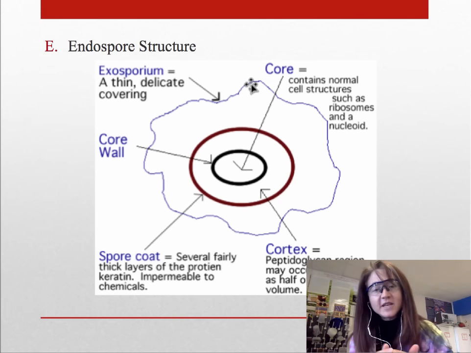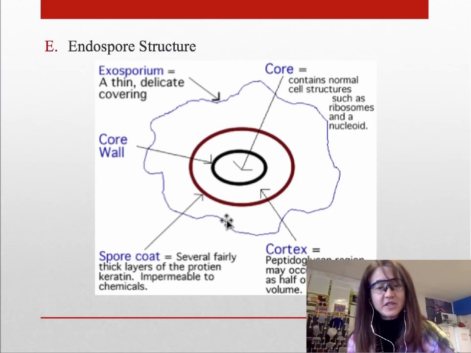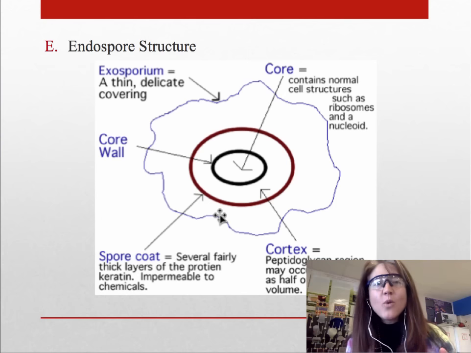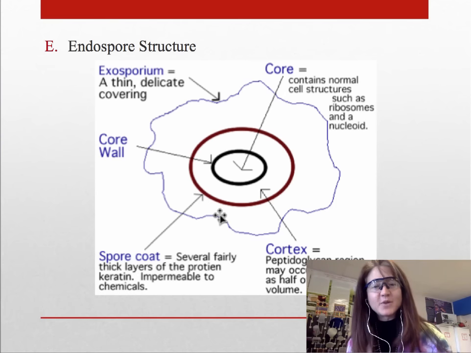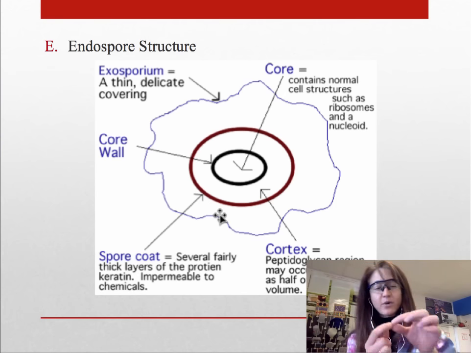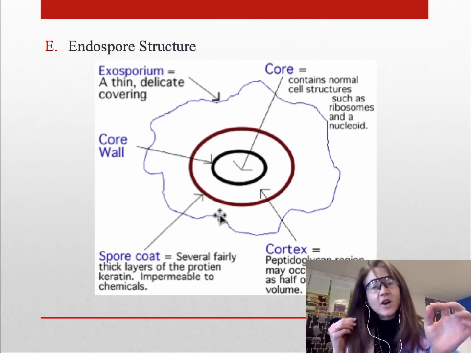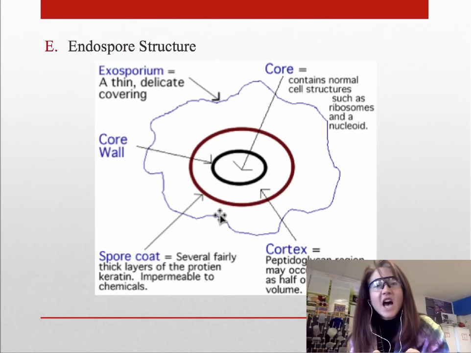Now let's zoom in just a little bit farther. Let's look next at this layer called the spore coat. The spore coat, this is where the amazingness happens. This is several thick layers of keratin. And you all, maybe you won't know this, but you're very familiar, in fact, with keratin. Keratin is the protein that's in our fingernails and in our hair that is very tough, very resistant. So it's impermeable to chemicals.